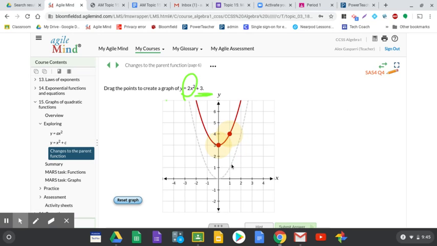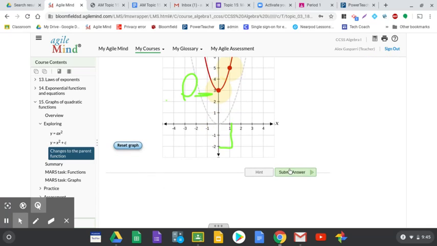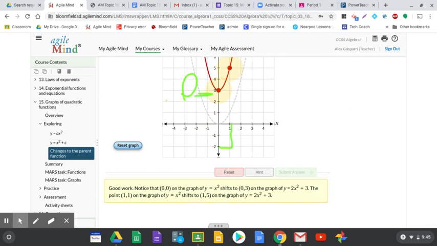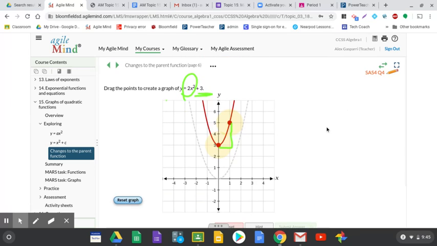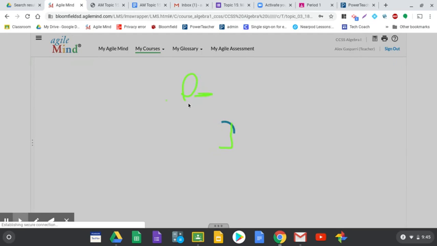Now, if I kept it like this, it would be a 1 by 1 triangle, right? So I want to get steeper. Because remember, I want to go over 1 and up 2 units. And then if you click submit answer, it'll tell you great work. All right, so one more like that. Now they want us to sketch y equals negative 2x squared plus 3.